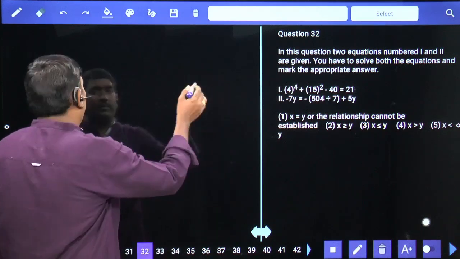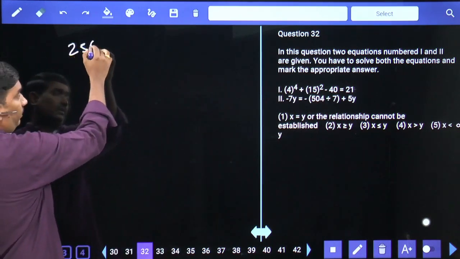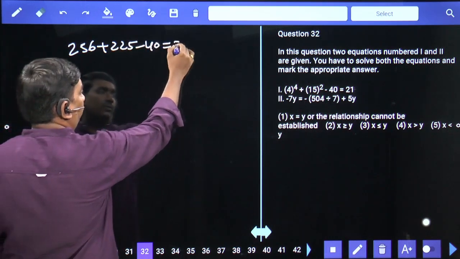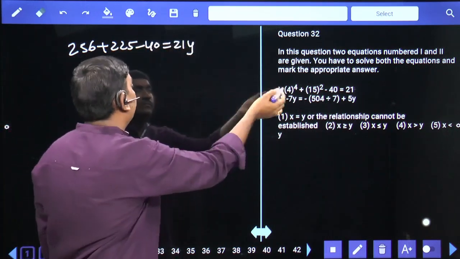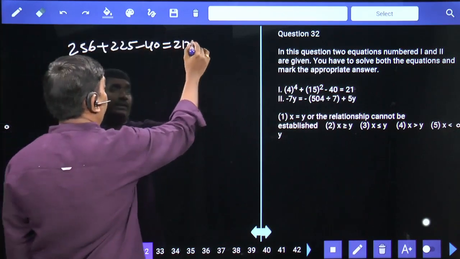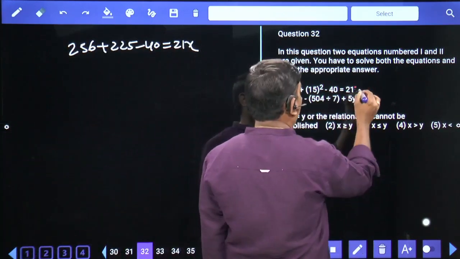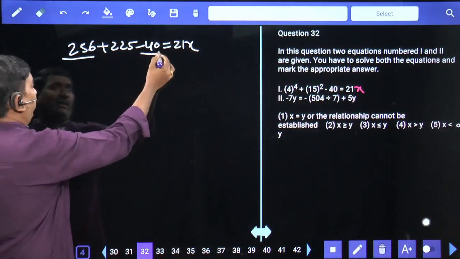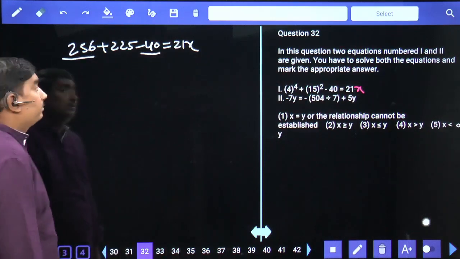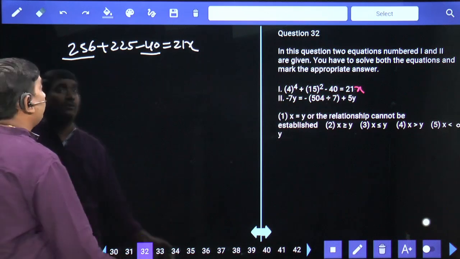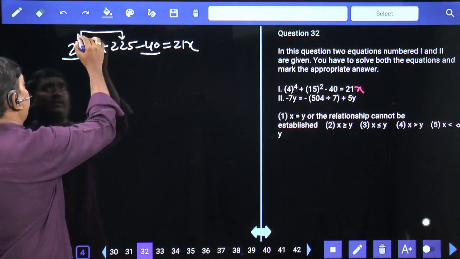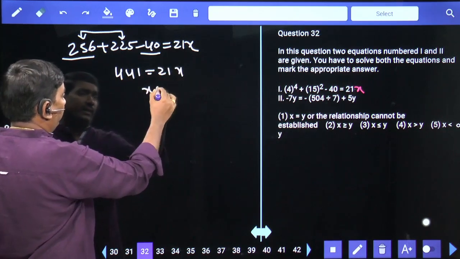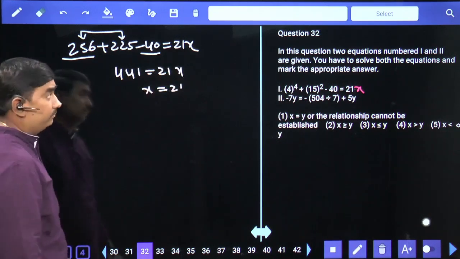4 power 4 means 256 plus 225 minus 40 is equal to 21x. That is not 21, it is 21x. 256 minus 40 means 216. 216 plus 225 means 441 is equal to 21x. X equal to 21.